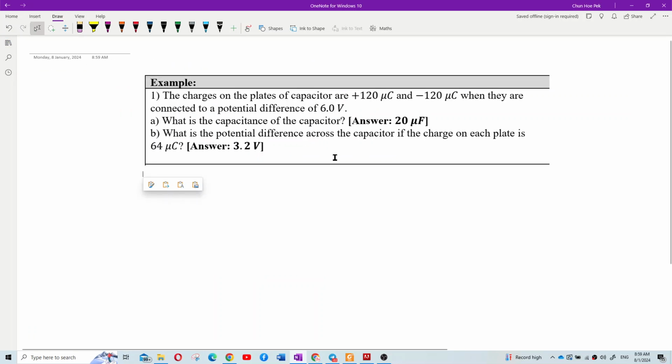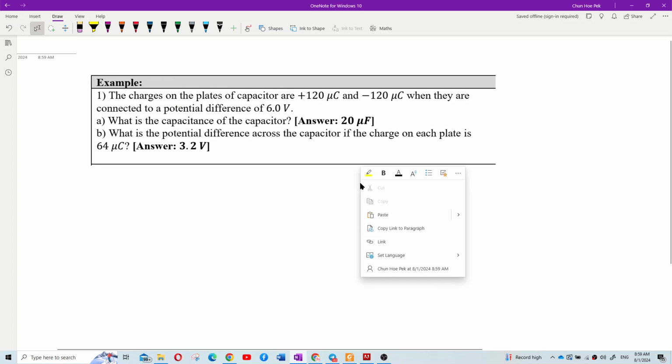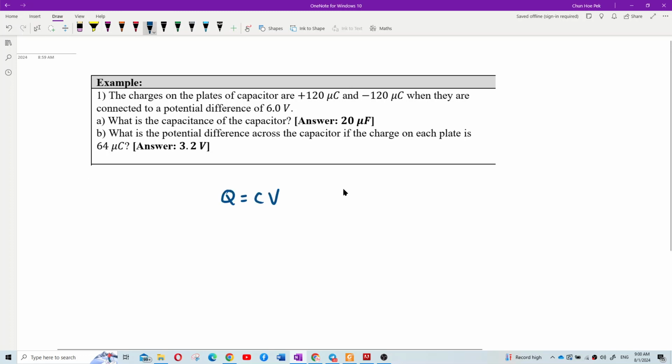Okay. Today I focus more on the concept of what is capacitance. That's all. Capacitance. Now, you have learned one formula. Remember the formula? Q equals CV. Or you can see it as Q over V.